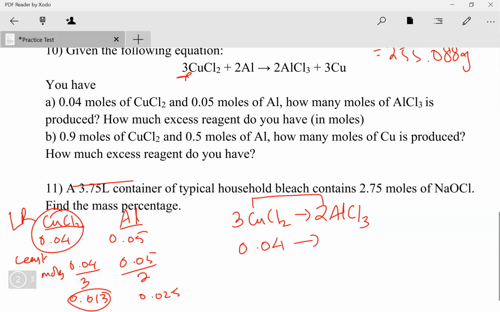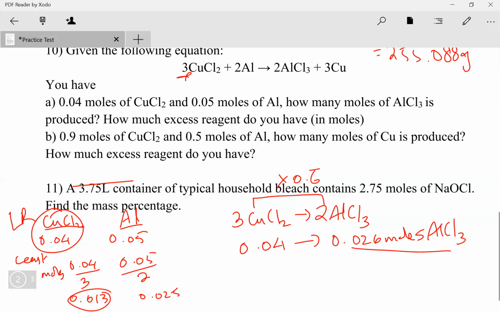So I know that 3 moles of CuCl2 gives 2 moles AlCl3, and so for 0.04 moles of CuCl2, I have to, again, multiply by 0.66. So I'm going to do 0.04 times 0.66, which is 0.026 moles AlCl3.